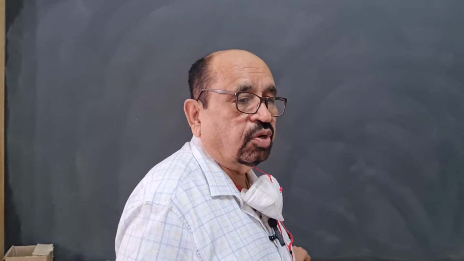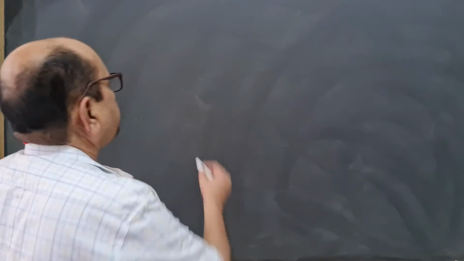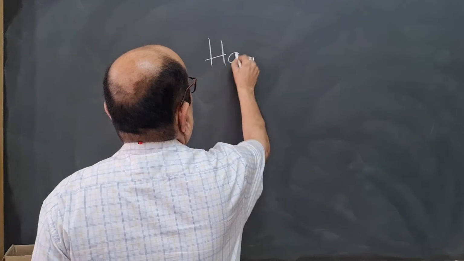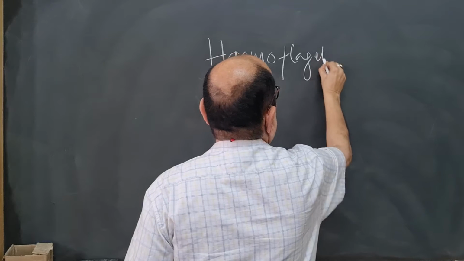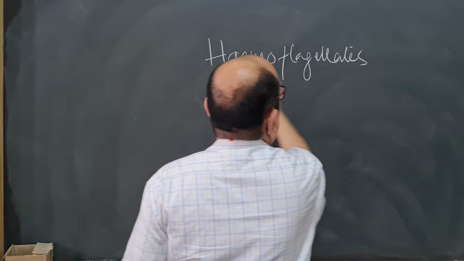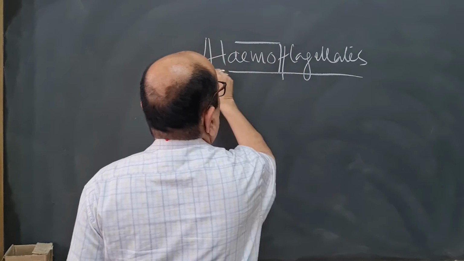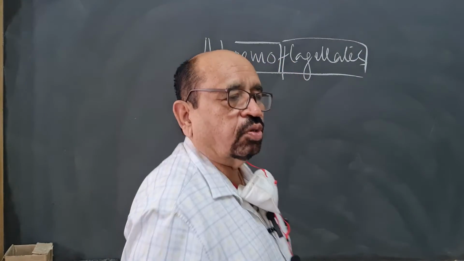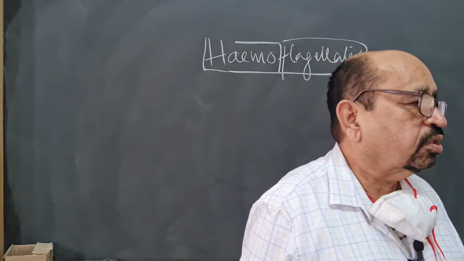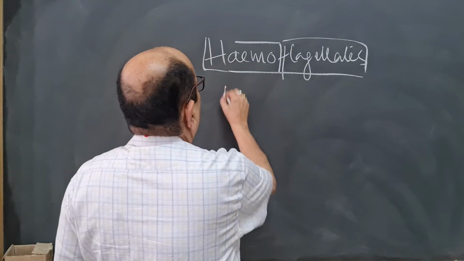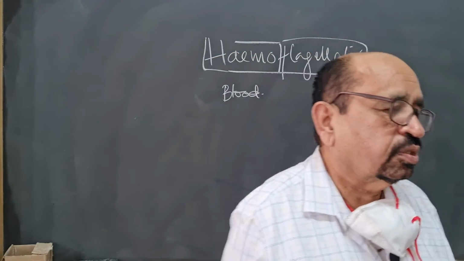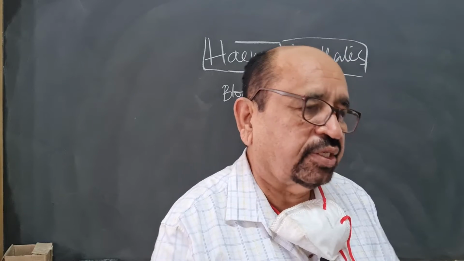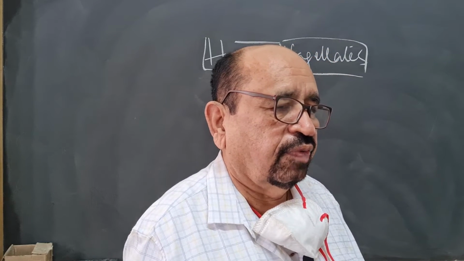Okay, today we are going to talk about hemoflagellates. Hemo means what? Blood. Okay. Flagellates means what? Parasite having flagella. Everybody, parasite having flagella.